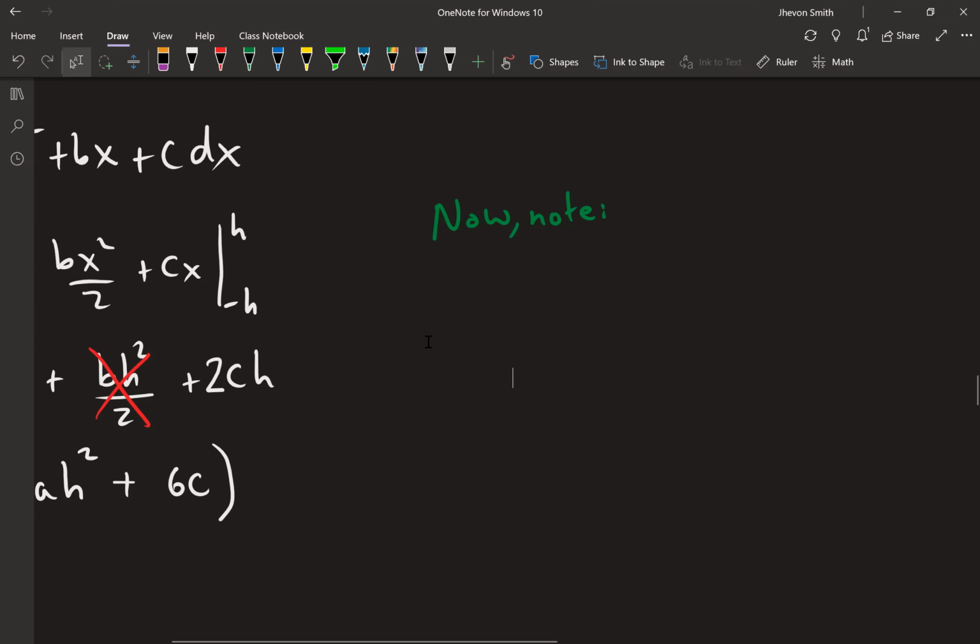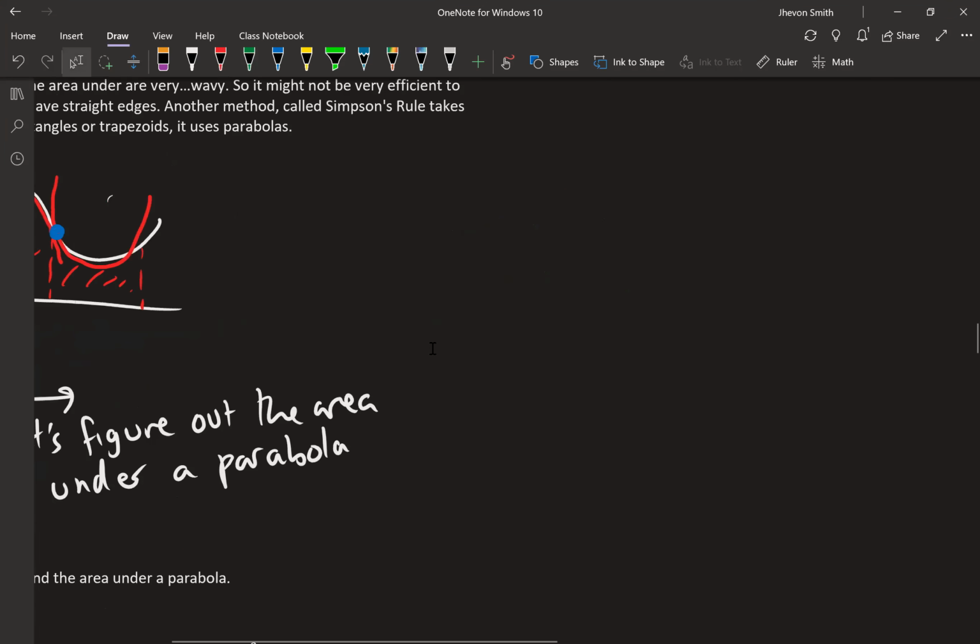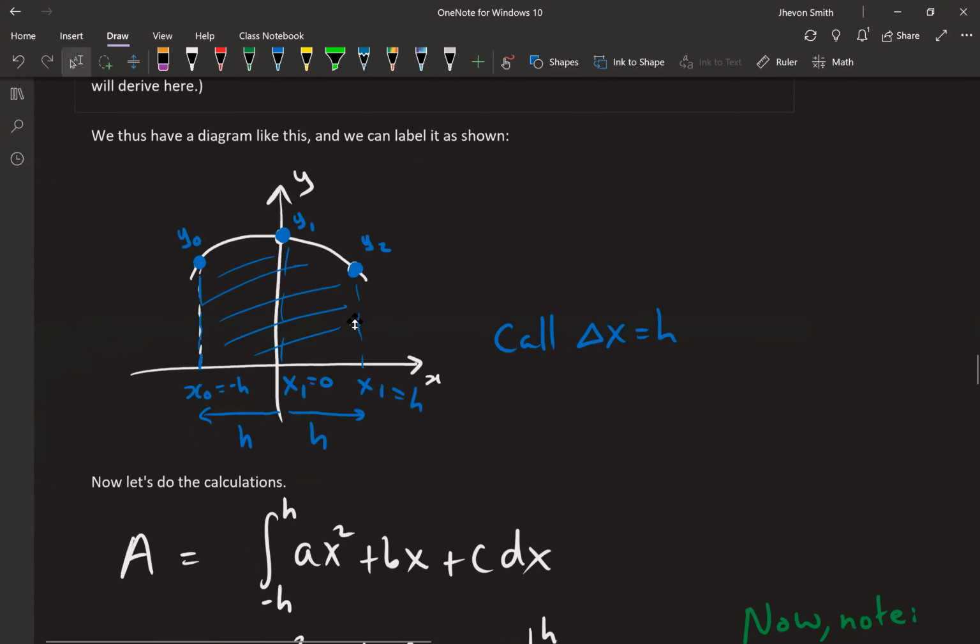Anyway, now note the following. I actually know what p of 0 is. This is actually going to be the c value, but I know that this is going to be what I defined as y1, right? From this diagram here.